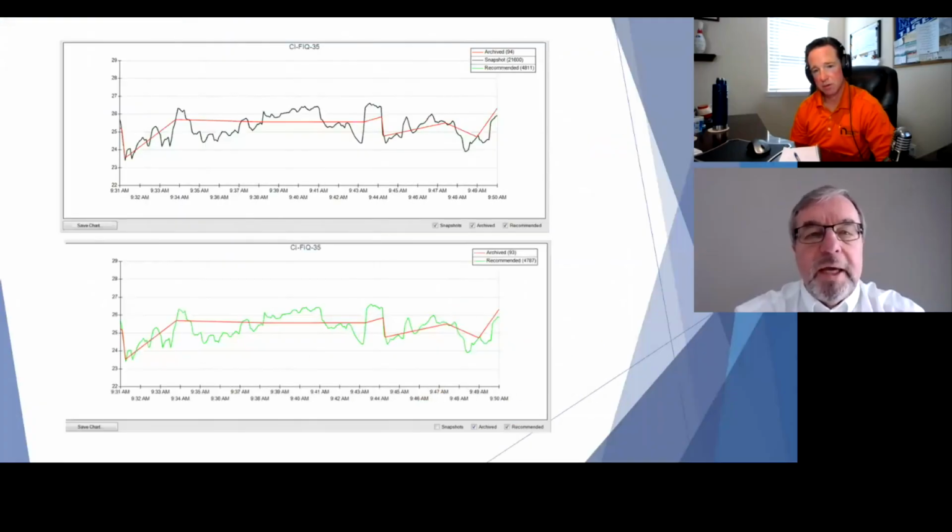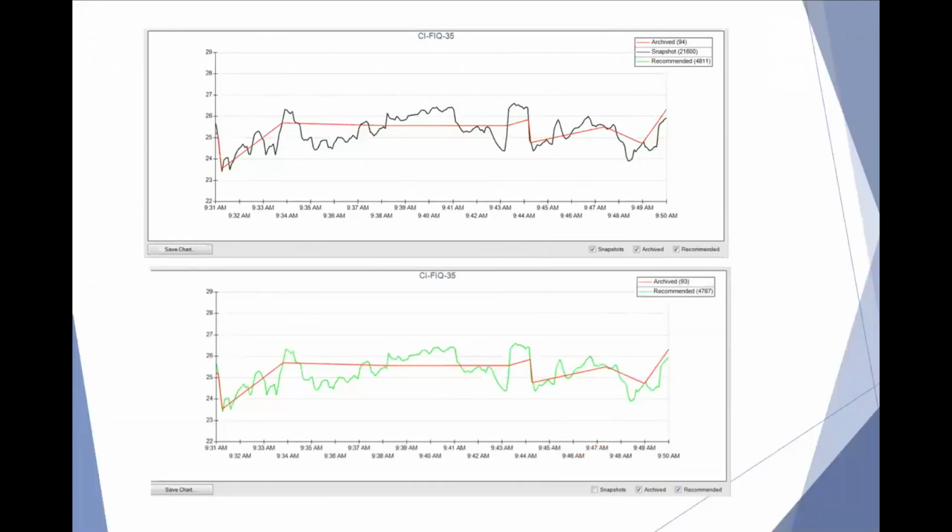So in this particular case, this tag FIQ35, you can see the top view is very similar to what we showed earlier in terms of an archive where we were over compressing tags. The red line represents that recreated archive value. The black line is actually the raw snapshots. We talked about that earlier. The reason I have this in two graphs is that I actually have the recommendation turned on in that upper graph as well.